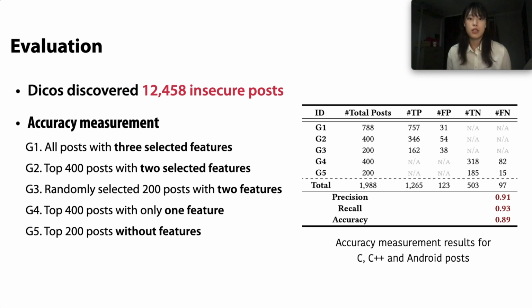For measuring accuracy, we manually verified the discovery results following 5 groups. We verified secure and insecure posts, which was found by Dicos, and as a result, Dicos showed 91% precision, 93% recall, and 89% accuracy for insecure post discovery. If you want to know more about the accuracy measurements or the comparison results with the existing approach, please refer to the paper.